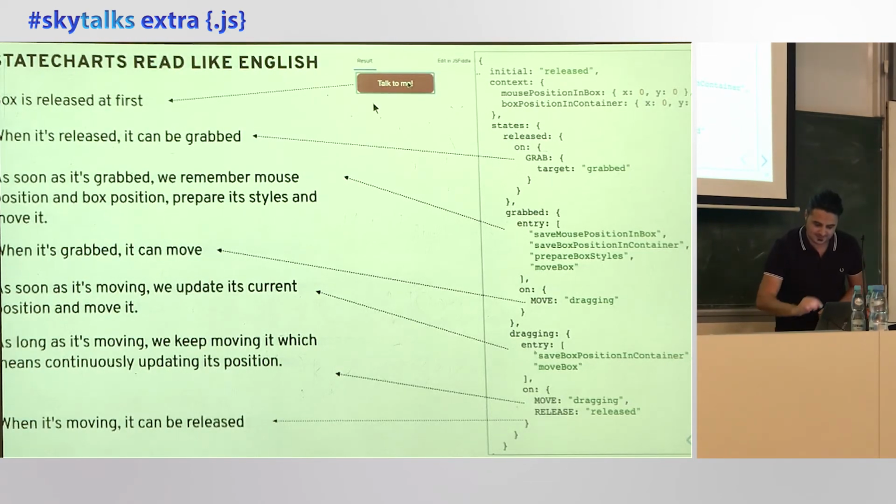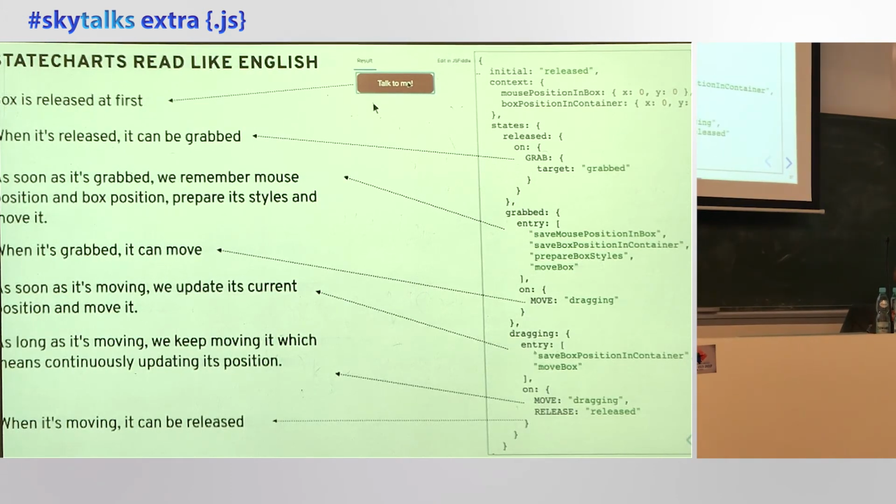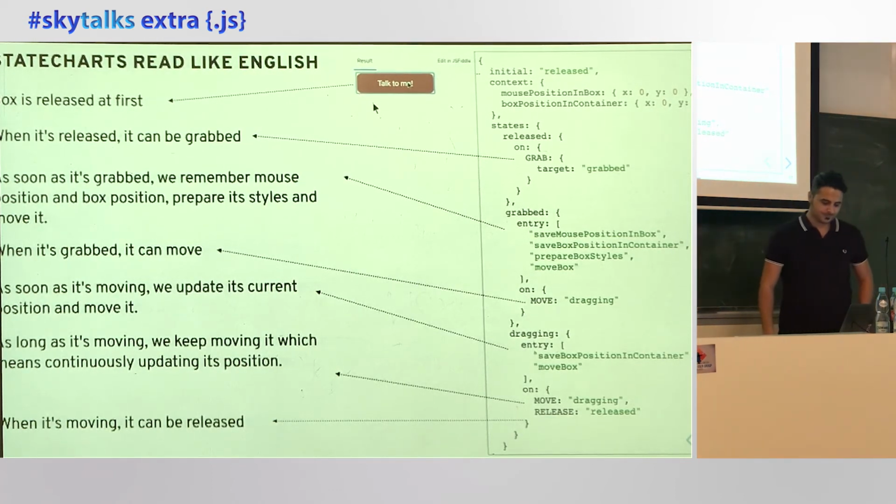Listen. Dragging box is released at first. When it's released, it can only be grabbed. As soon as it's grabbed, we save box position in box, save box position in container, prepare box styles, and move box. When it's grabbed, it can only be moved. As soon as it's dragging, we save box position in container and move box. As long as it's moving, we keep it in dragging, which means continuously save box position in container and move box.